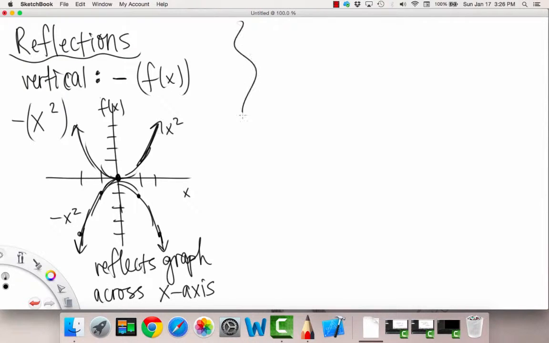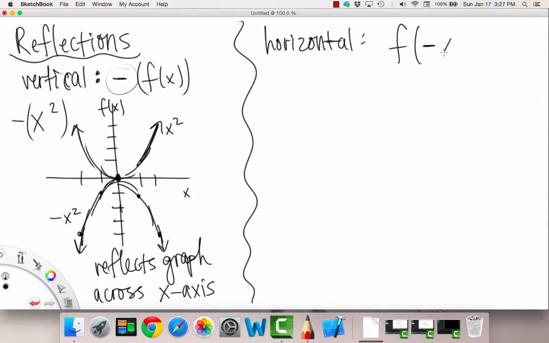Alrighty, so now let's look at, you guessed it, a horizontal reflection. Horizontal means we're affecting the input. So instead of the negative sign falling outside of our function, we're going to have the negative sign in there with the x, so it affects our x directly. This has the effect of flipping across the y-axis instead of the x-axis. Let's try a different graph. Let's say we're going to do square root of x, but we want to see what happens when we make it square root of -x.